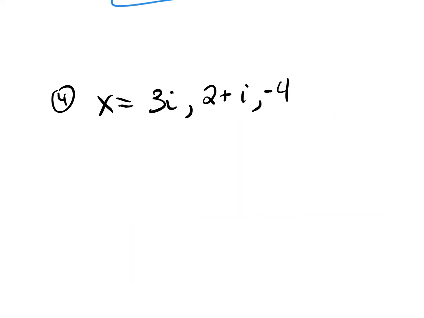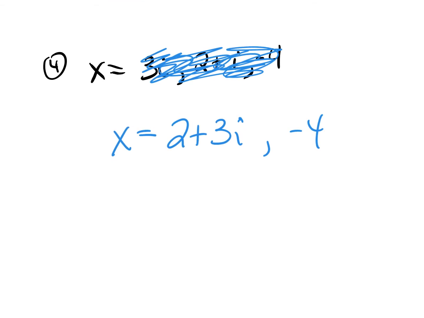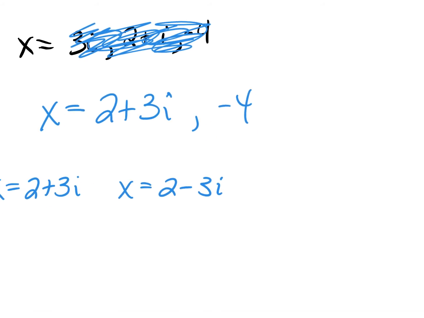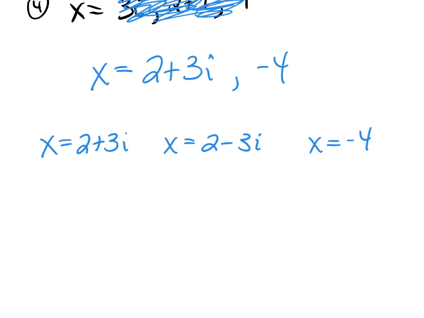Change this one to x equals 2 plus 3i and negative 4. There's just a lot going on in that problem right there. Let's change it to this. What do you see here? Tell me what you see. I see an imaginary. As soon as I see an imaginary, I need to remember I have 2 plus 3i, I also have the conjugate, which is 2 minus 3i. Very good. And I have x equals negative 4. All right, we don't have to worry about that one right now.